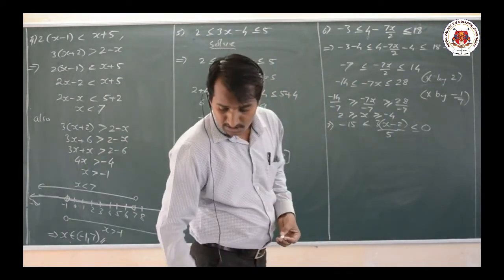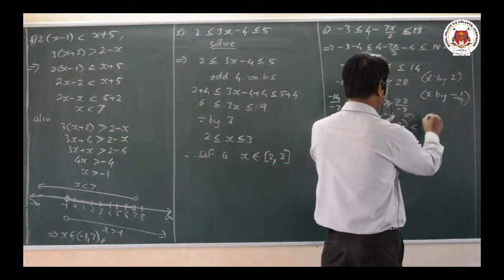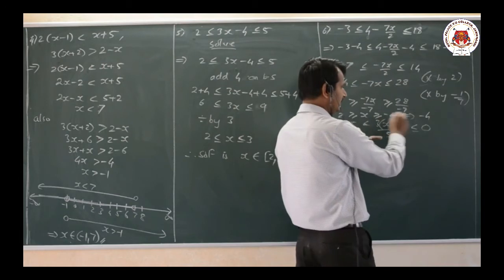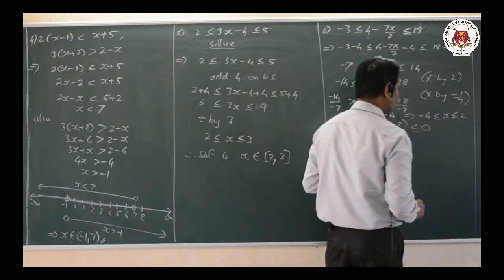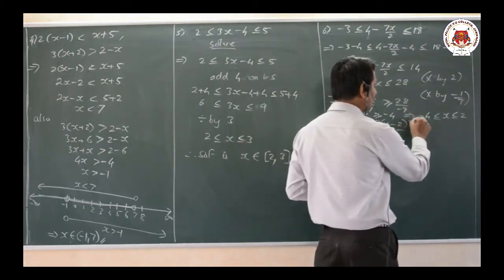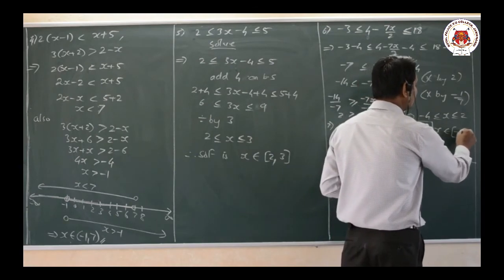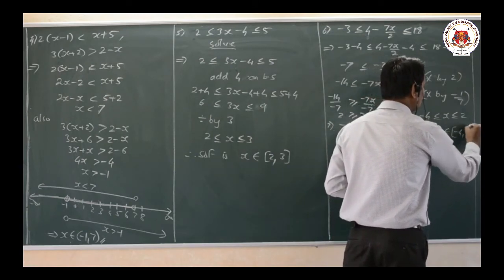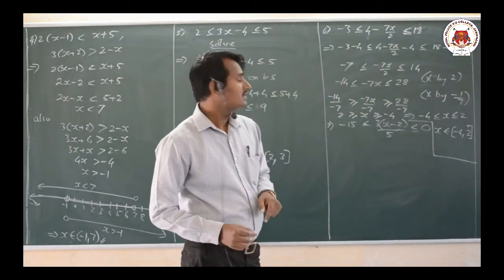Now if we rewrite this equation, what we have is minus 4, I will write it in the proper manner, less than or equal to x and then less than or equal to 2. That is nothing but our required solution. And hence the solution, that is x belongs to, from minus 4 to 2, that is nothing but our required solution here.